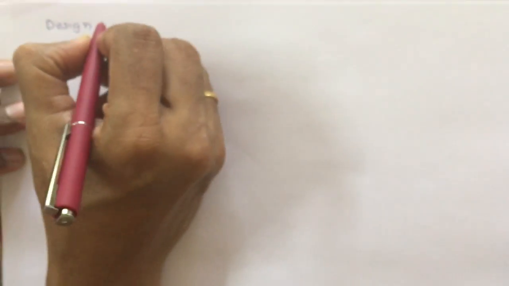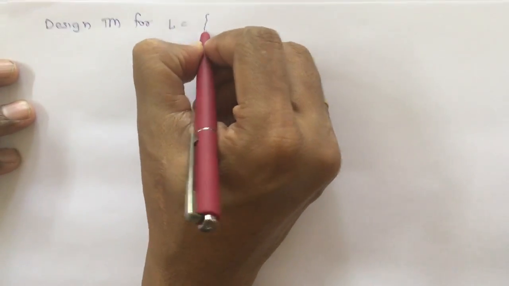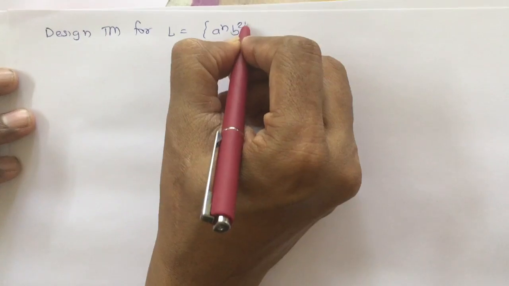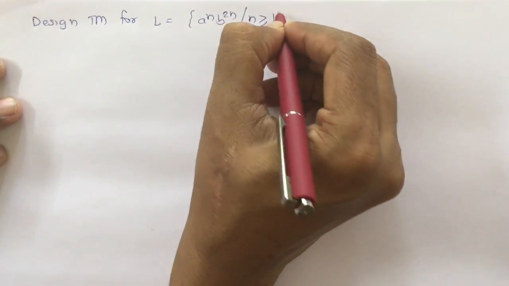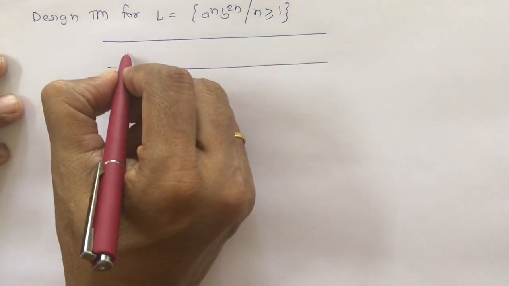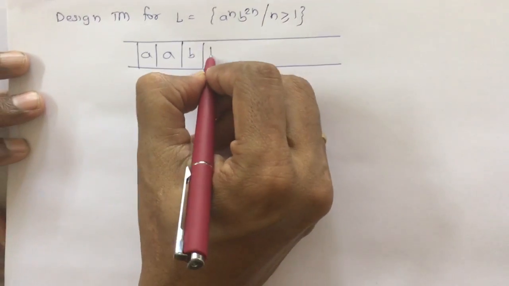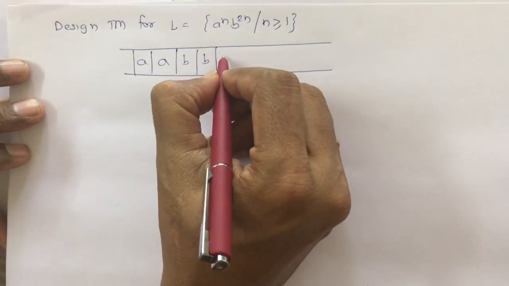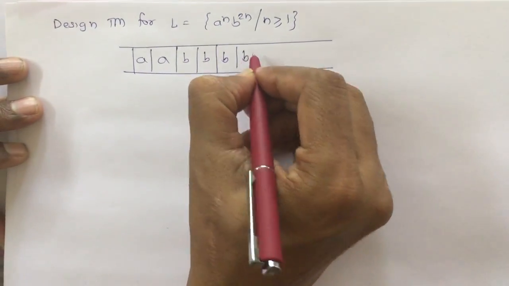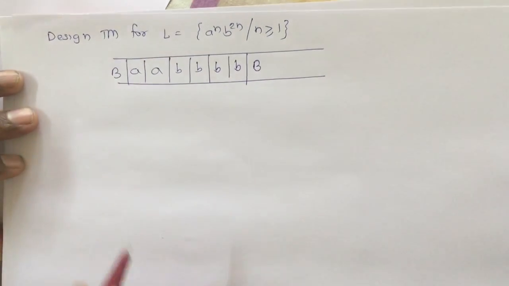So let us design a Turing machine now for some other language. Design a Turing machine for L = a^n b^2n, n ≥ 1. As usual, we will assume that we have a tape with, for example, 2 A's and 4 B's, which is a valid string. The number of B's should be double the number of A's. Then we have blanks on both sides.